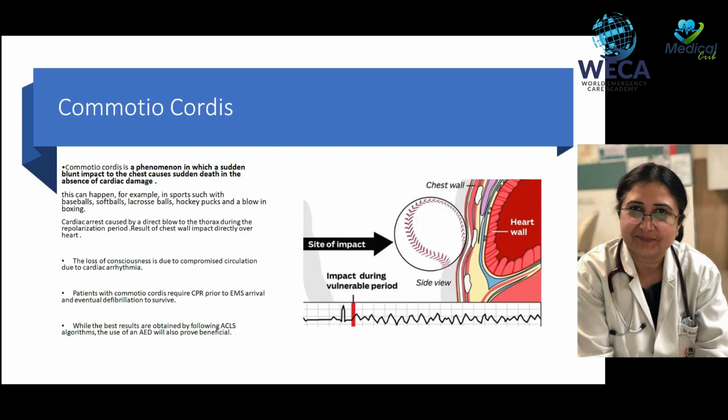Cardiac arrest caused by a direct blow to the thorax during the repolarization period results from chest wall impact directly over the heart. And sudden loss of consciousness is due to compromised circulation due to cardiac arrhythmia, usually VF, ventricular fibrillation. Patients with commotio cordis require immediate high quality CPR and early defibrillation for better survival. While the best results are obtained by following the ACLS algorithm, the use of an AED will also prove beneficial.